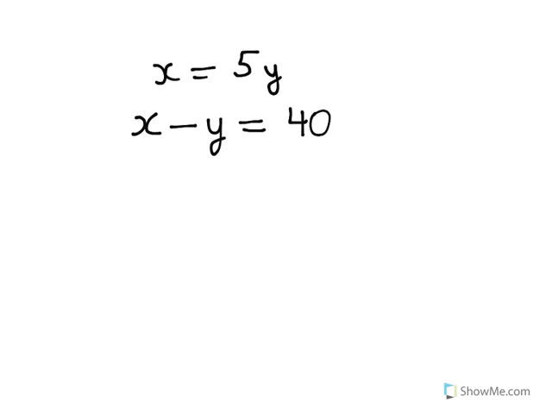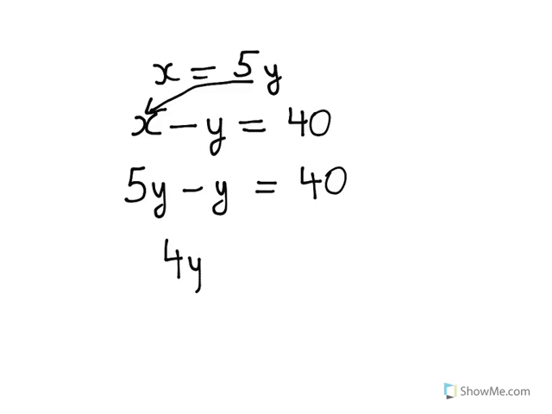But I know that x equals 5y, so I substitute 5y into this equation, giving me 5y minus y equals 40. 5y minus y gives me 4y. That tells me that 4y equals 40. I don't want to know what 4 lots of y is, I want to know what 1 lot is, so I divide both sides of the equation by 4.